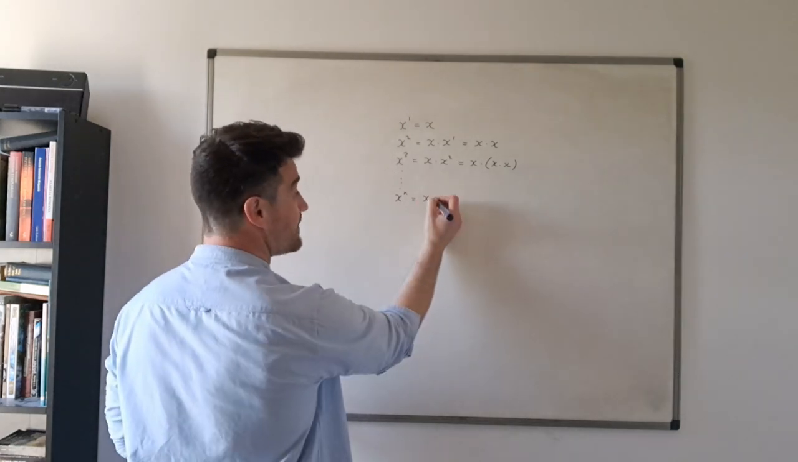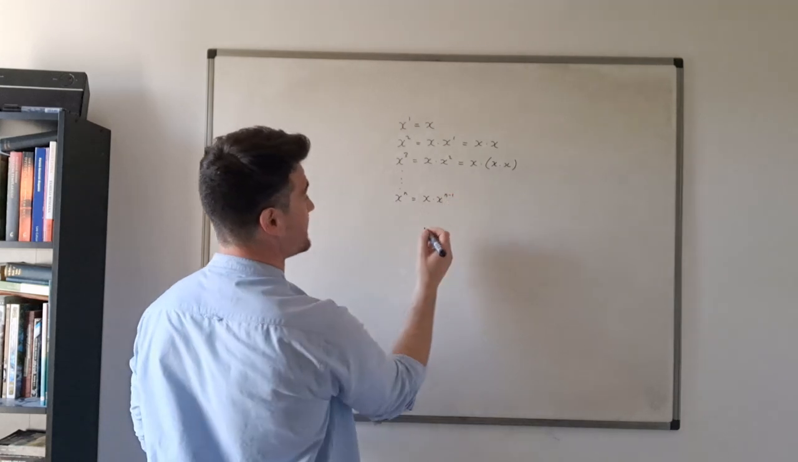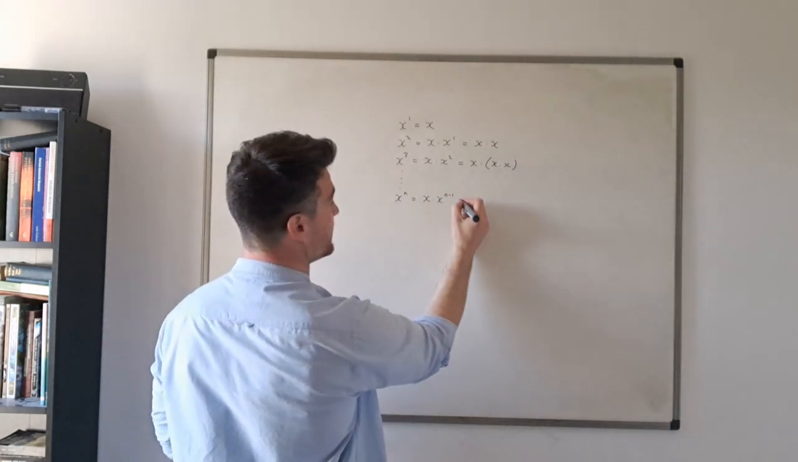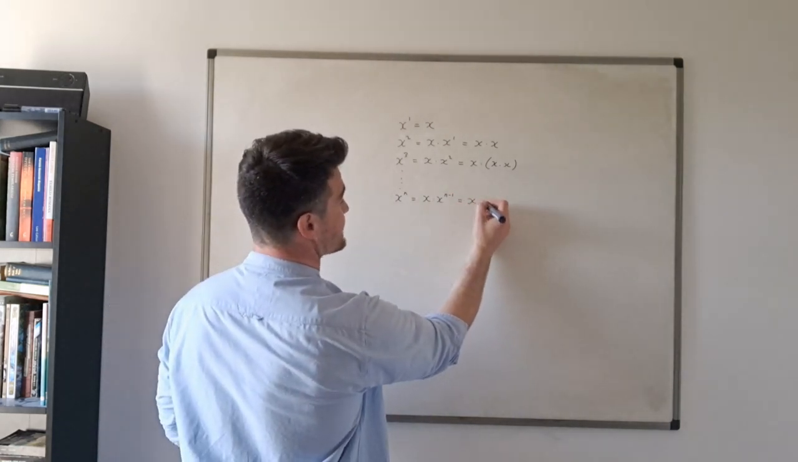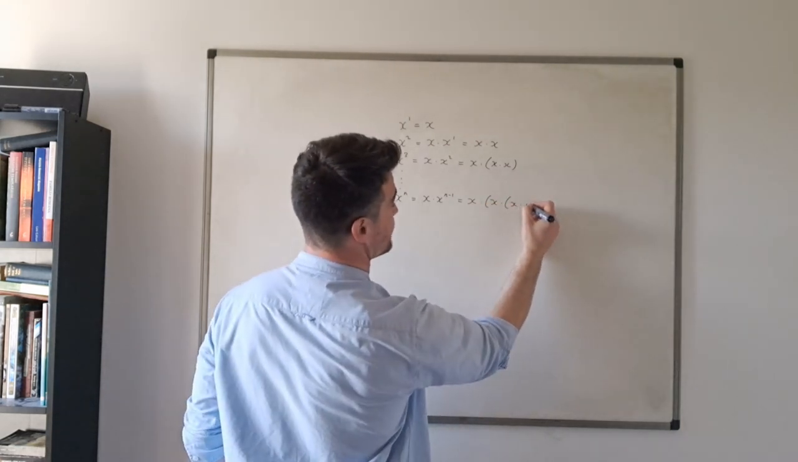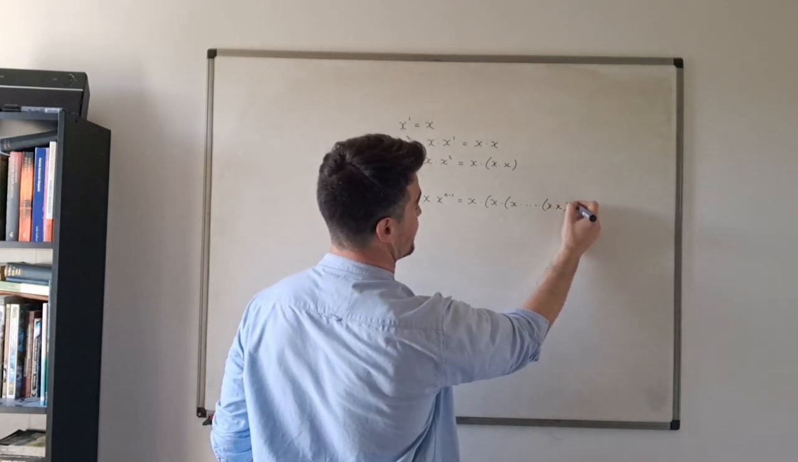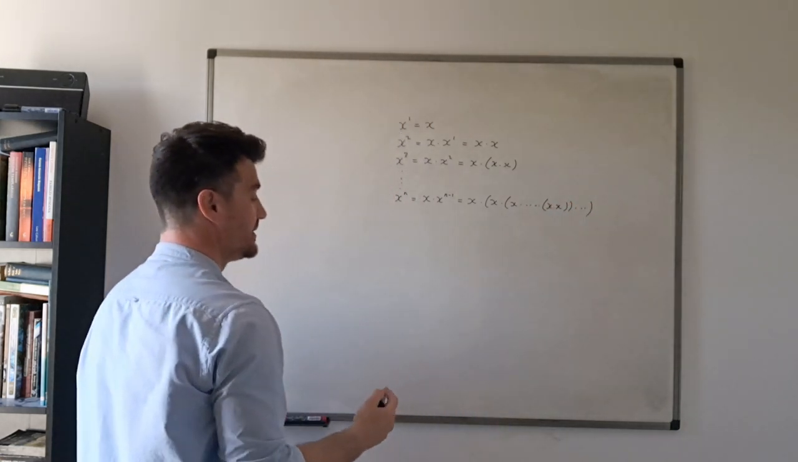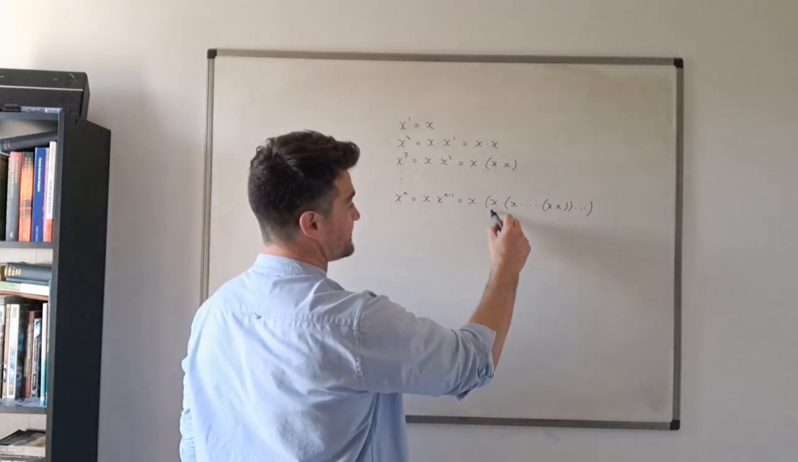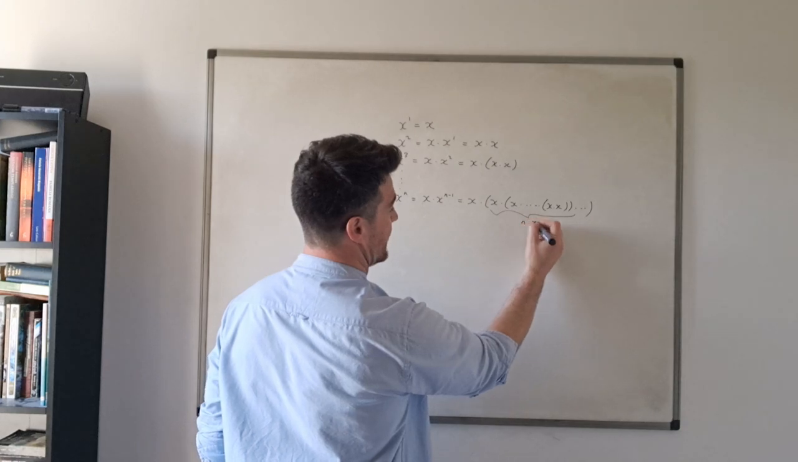So we've got x to the power of n. We're going to define, because it makes sense for us to do so, we're going to define this to be x times x to the power of n minus 1, which is equal to x times (x times (x times ... (x times x))), and then I don't know how many brackets I'm going to need over there. But here I've got n x's, okay, n x's.